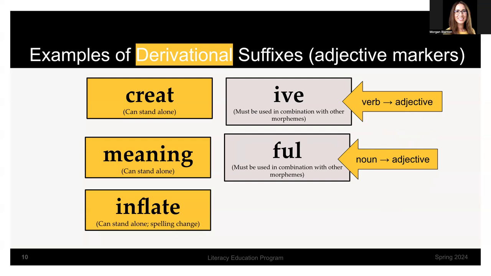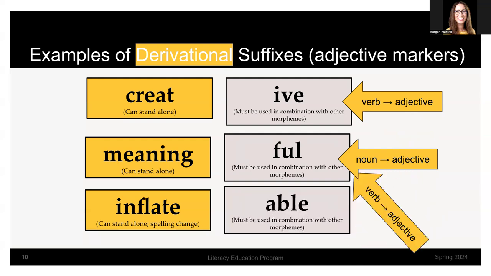meaningful. And then inflate is a verb. When you add able to the end, now it's describing something like an inflatable jumpy house. Then it is now describing something, versus I had to inflate the jumpy house. That is the verb. So there's lots of different types of derivational suffixes that end up marking or changing the parts of speech, just like these.